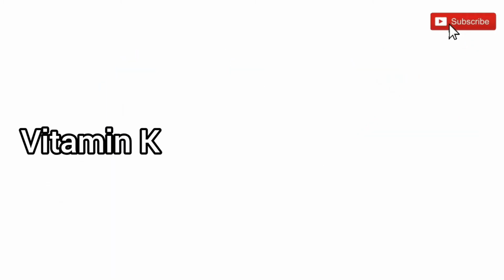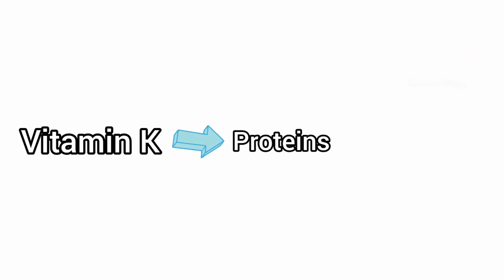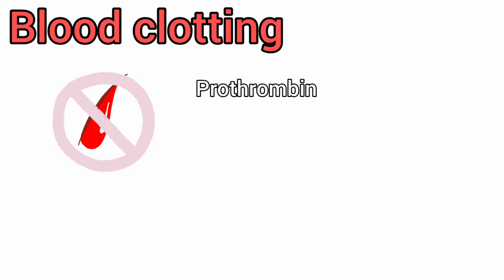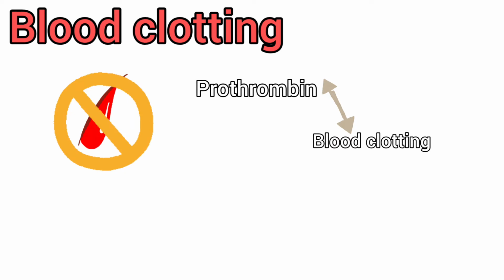Now, vitamin K's role is mainly to help make various proteins that are needed for blood clotting and building of the bones. So the first use for vitamin K is blood clotting. As we know, blood clotting is very important to stop wounds from continuously bleeding. So we have something called prothrombin, and it is a vitamin K dependent protein that is directly involved with blood clotting. Vitamin K helps to make 4 of the 13 proteins needed for blood clotting.